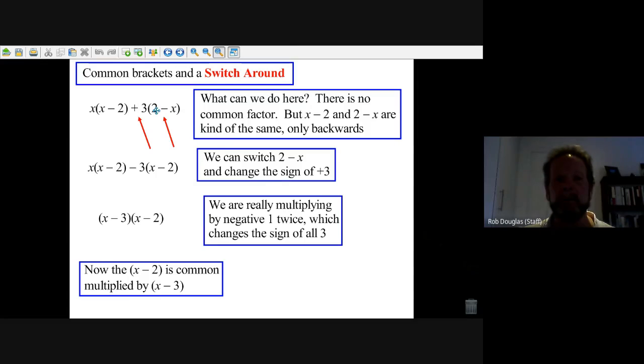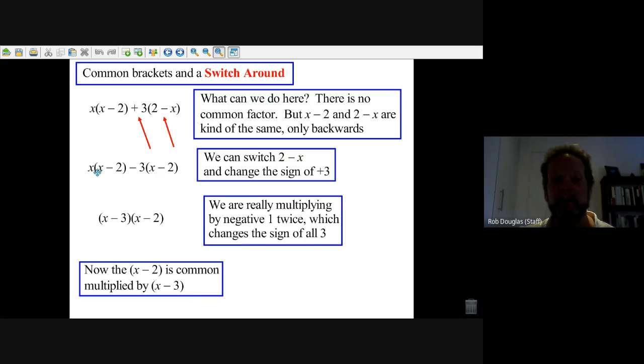What you do is, instead of making it 2 minus x, you switch it around and make it x minus 2. And if you do that, you have to change the sign of this plus 3 into minus 3. The reason that works is what you're really doing is multiplying by -1 twice. When you multiply this first bracket by -1, it switches it around, and when you multiply the plus 3 by -1, it makes it minus 3.